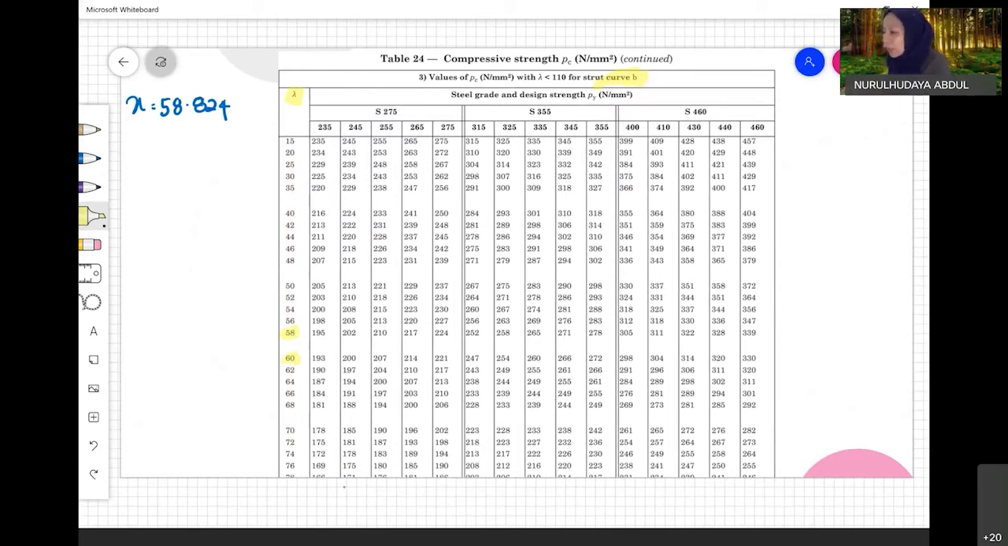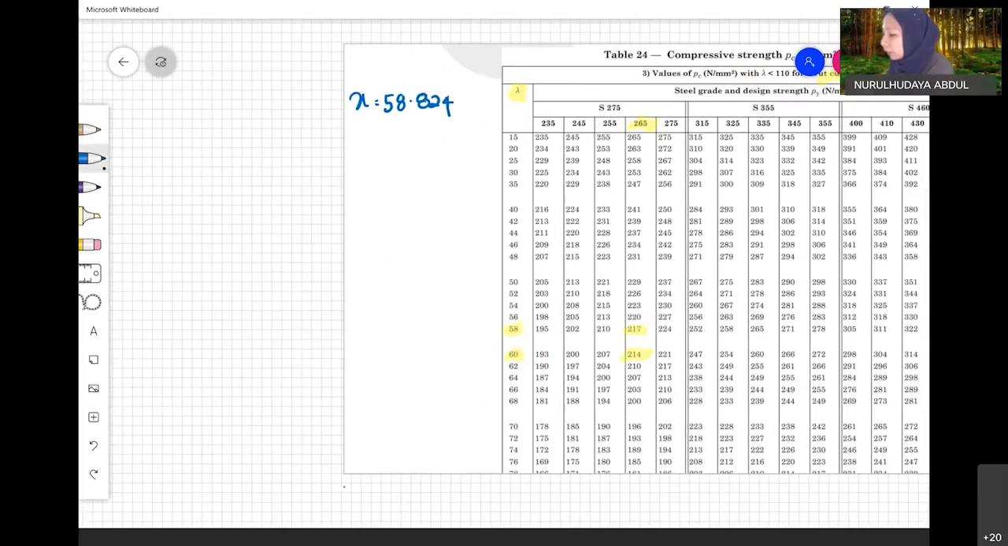And then at the same time kita kena tengok juga this is dari segi dia punya row lah. But dari segi column, so mana kita nak refer tu, kita kena tengok this 265. Because our PY is 265. Kalau PY you 275, kita tengok dekat 275. 58 adalah sama dengan 217. So, bila 58.824, kita tak tahu berapa. This is what we're trying to find. When it is 60, it is 214.